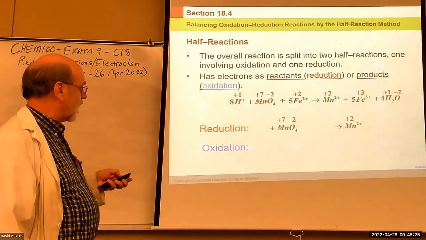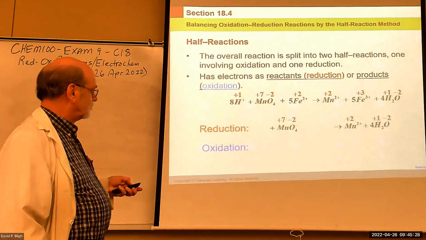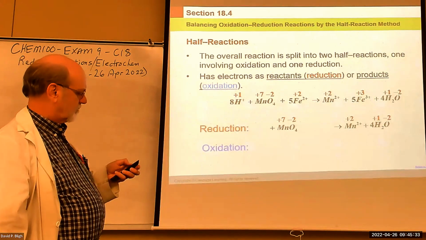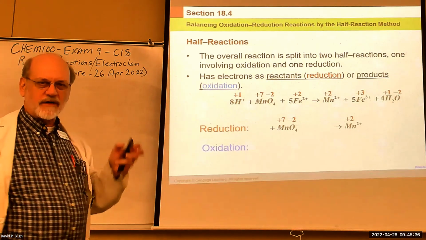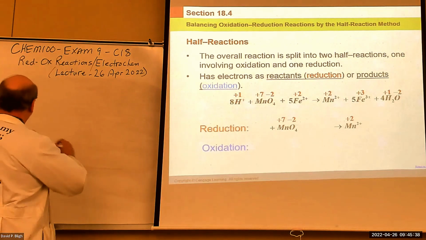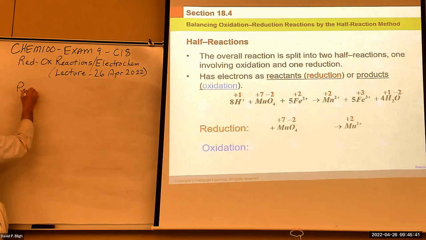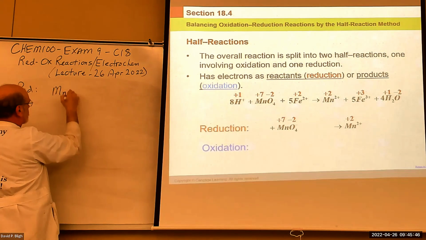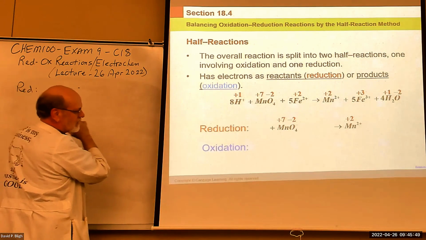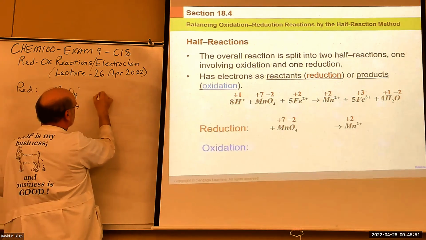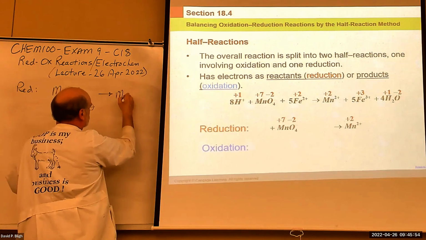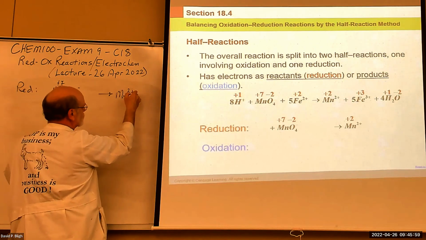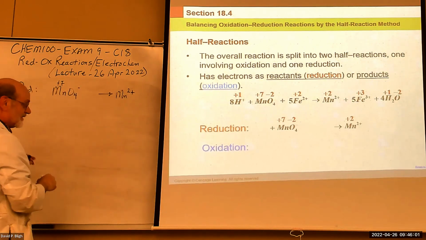We do the same thing for the oxidation reaction. Well, I think I need to work on this slide. Let's do it this way. Let's set up our reduction. We have manganese oxide, manganate ion, excuse me, and then it's going to that one. We're going from +7 to +2. Okay.